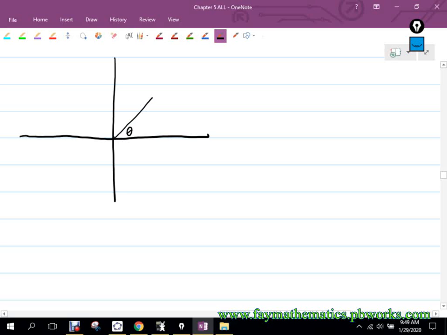If this is theta, I'm just going to work in the first quadrant, but this is true in any quadrant. This point right here is an x comma y. This distance here is x. That distance there is y. You guys remember calling this r? Cosine of theta is adjacent over hypotenuse, x over r. Sine of theta is y over r, correct?